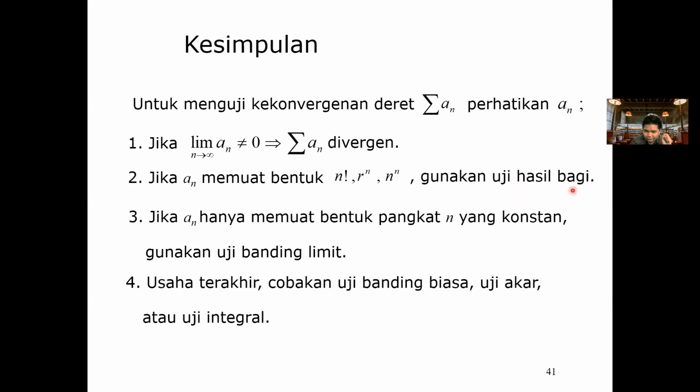The ratio test. And then number 3: if a_n is only something to the power of n, that is constant, then we use the limit ratio. And then the last attempt is that we use the ordinary comparison test, and then the root test, and then the integral test. So the integral test is the last one that we do. Okay, that's all for today's topic.